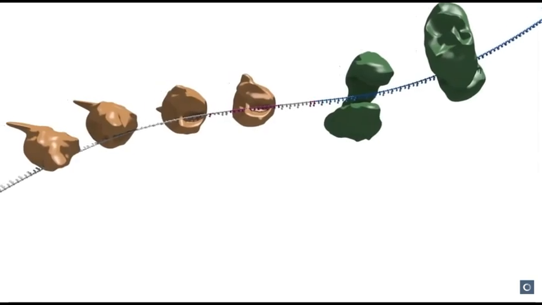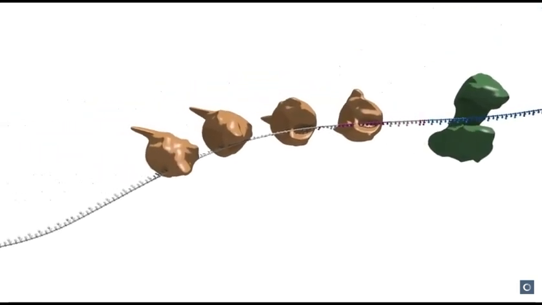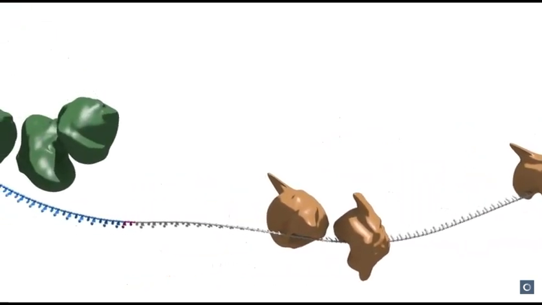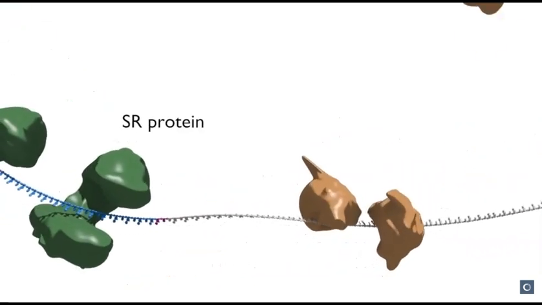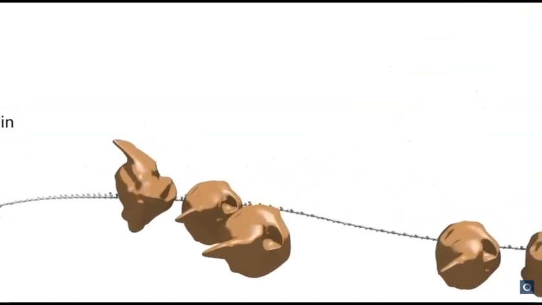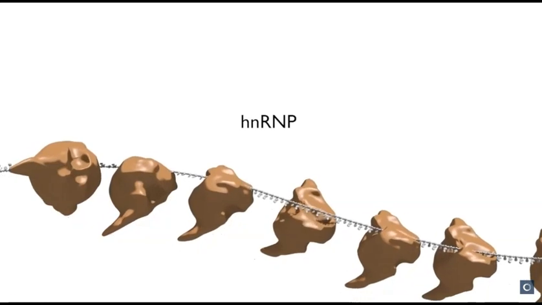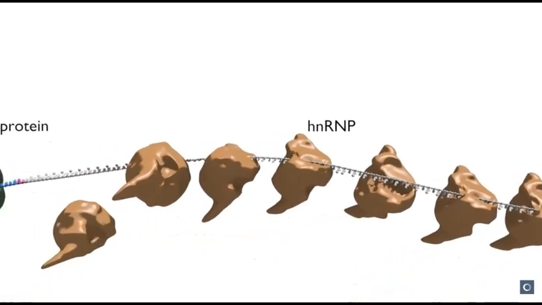We also understand that there are general features of exonic and intronic sequences which result in the tendency of certain proteins, like the SR proteins, to bind to exons and other proteins, like the hnRNP proteins, to bind introns. These differences also help to define exons and introns.